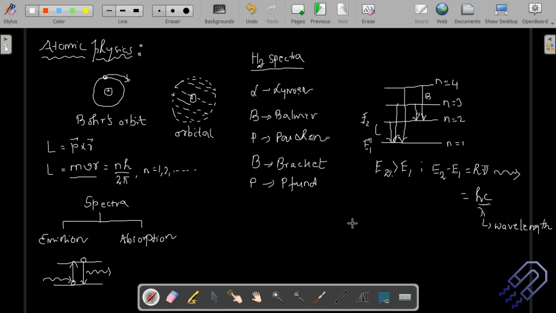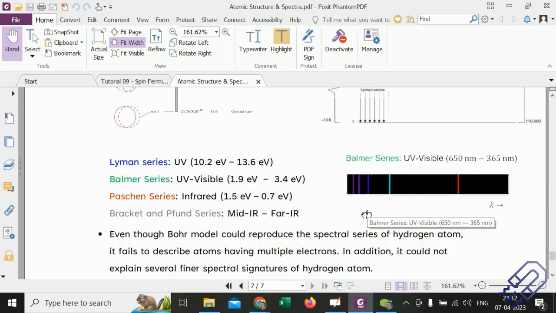Okay, so if you're considering the visible range, it is 400 to 700 nanometer, and there we are going to have visible radiation. But most of the time, the radiation that is given out does not lie in the visible range, because the visible range is a very small part of the spectrum. If you look into this, you see the Balmer series lies in the visible range. A part of it is UV, a part of it is visible.